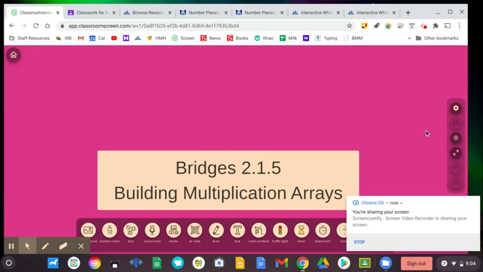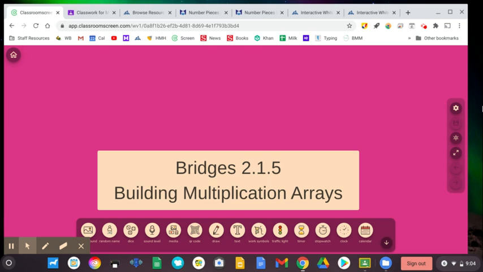Well, good morning, everybody. I hope that you are ready to start math. Today, we're going to get into a lot of building of multiplication arrays. This means that you will need those little bags of yellow base 10 pieces that you had yesterday.